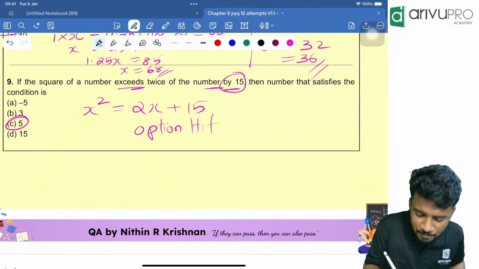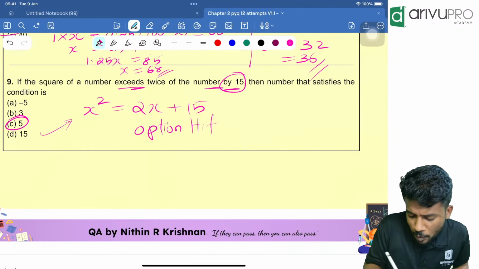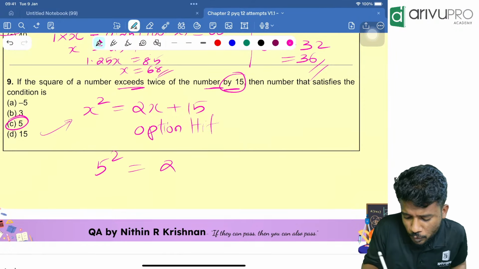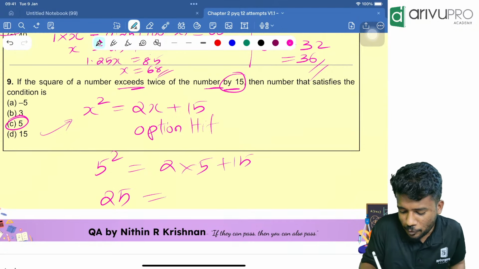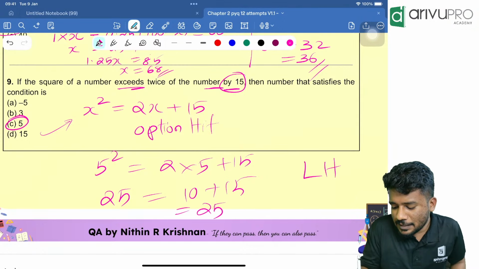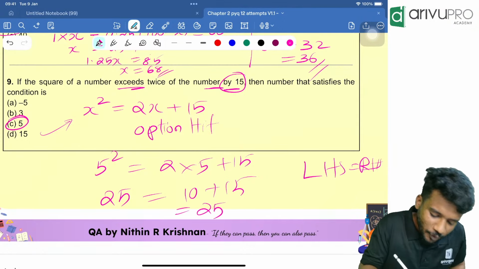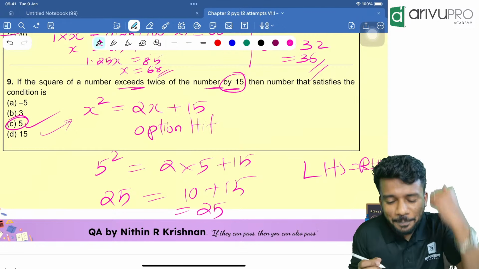Which option is giving you the answer? Try option C. So option C will give you what? 5 square is equal to 2 into 5 plus 15. 5 square is how much? 25, which is equal to 10 plus 15. That is nothing but 25. LHS is equal to RHS. So option C is your answer. I hope that you got it.